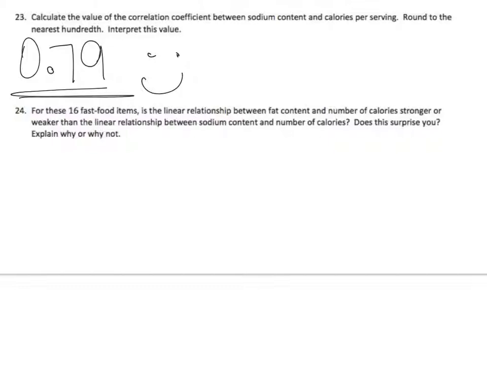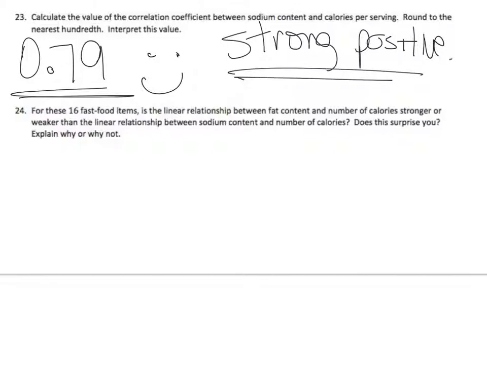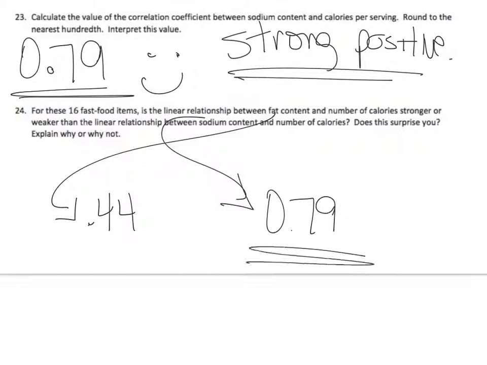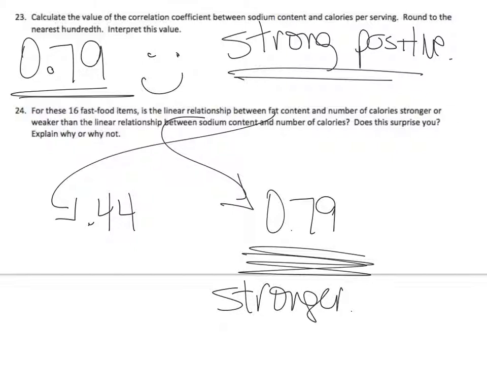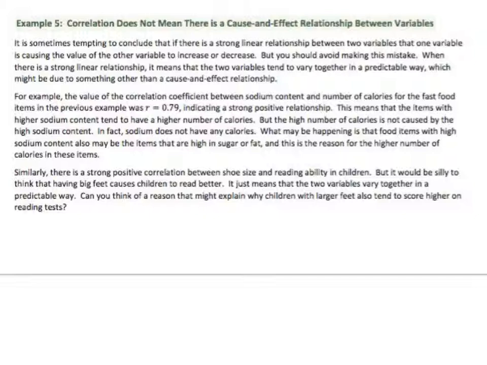That indicates a strong positive relationship from that table a few slides earlier. So when we did fat content and number of calories, what did we get? I think it was 0.4. Yep, 0.44. And then sodium content was 0.79. So that one right there is stronger. It does surprise me. You would think fat content and number of calories would be the stronger linear relationship than sodium content and number of calories. Crazy. All right, the last slide, example 5.